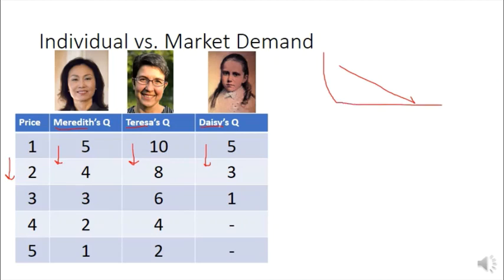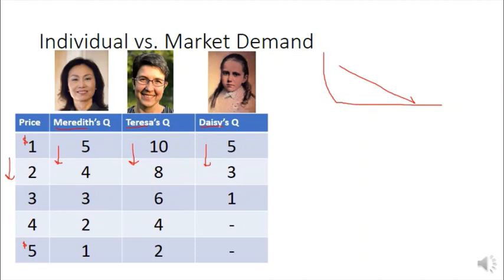When the price is, say, $1, President Wu buys 5 of something. Dean Garrett really likes this thing. She buys 10 of it. Our founder Daisy buys 5 of it. When the price gets more and more expensive, when the price is $5, President Wu only buys 1 of this thing. Dean Garrett buys 2. Daisy has dropped out of the market altogether. Daisy's not buying anything. It's too expensive at $5.